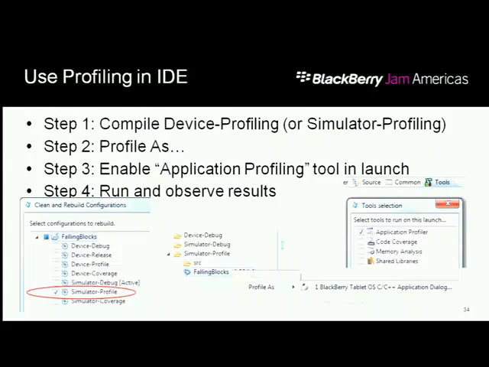You have to recompile your application in profiling mode. For non-Cascades applications right now, we have a ready-to-use build configuration. For Cascades apps, it's coming, but you can manually create a compiling configuration for that. After you compile it, you just say profile as, and you need to enable the application profiler tool in the tool selection, and then just run it, and you'll be able to see results.